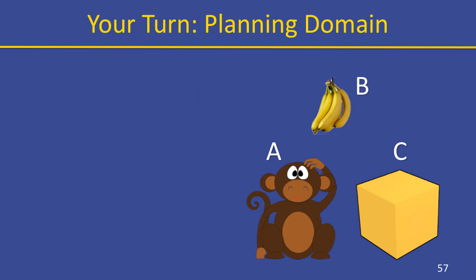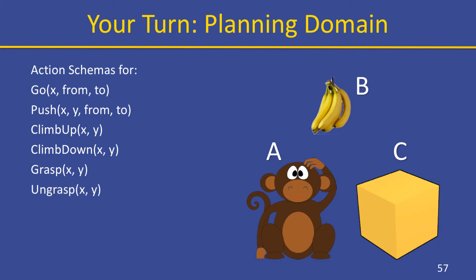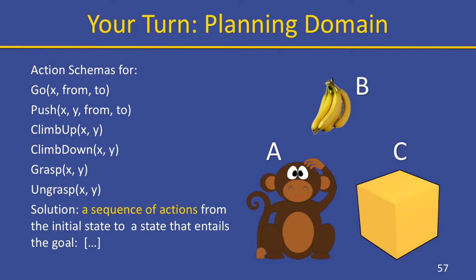Now, I'm asking you to write the planning domain for this problem. So you need to write action schemas for the go action, the push action, the climb up action, the climb down action, the grasp action, ungrasp action, and the solution will be a sequence of actions from the initial state to a state that entails a goal.